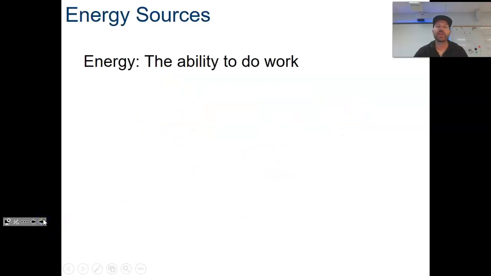The ability to do work. And work in a physics sense is taking some weight. You have some object that weighs something, and then you move it to a different height. That's what we call work. And it's also calculated by force times distance. So 5 pounds moving 2 feet, that's 10 foot-pounds of work. Or Newton meters if you want to go in the metric system.